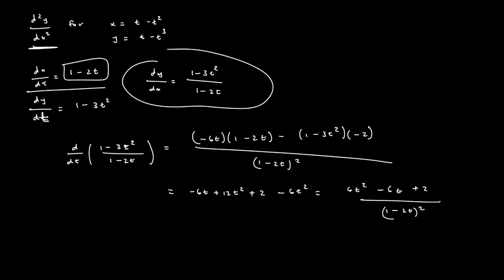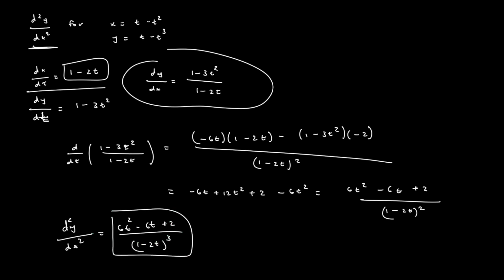Then I simply divide it by this equation over here, so that will give me d squared y over dx squared, which will simply be 6t squared minus 6t plus 2 divided by 1 minus 2t, cubed now. So that was what the original problem asked for. It's just using the chain rule. Again, not much different from what we have seen so far, but the calculus of parametric functions is not something we have explicitly dealt with.